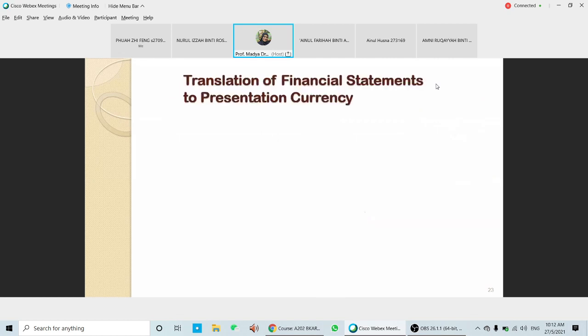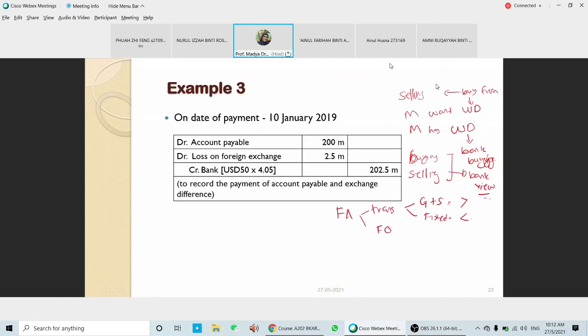Okay, so the next one we're going to have is foreign operations. Foreign operations here is when a subsidiary is a foreign company outside Malaysia. So we're going to have foreign subsidiaries. This foreign subsidiary is going to prepare the financial statements in its functional currency. Then we need to translate this functional currency to Malaysian ringgit. So for this chapter, we're going to focus more on this, on how to translate the financial statements of a foreign subsidiary.